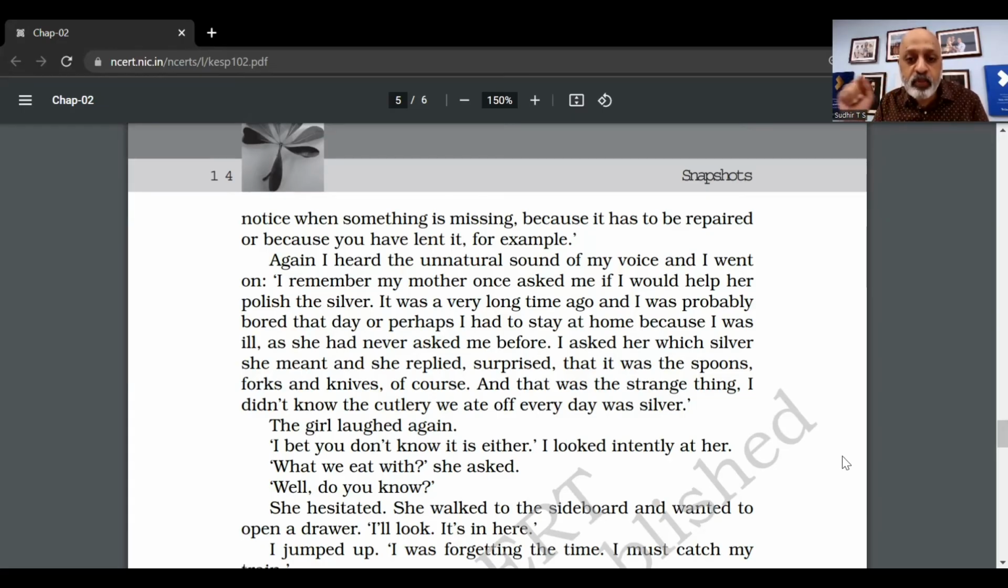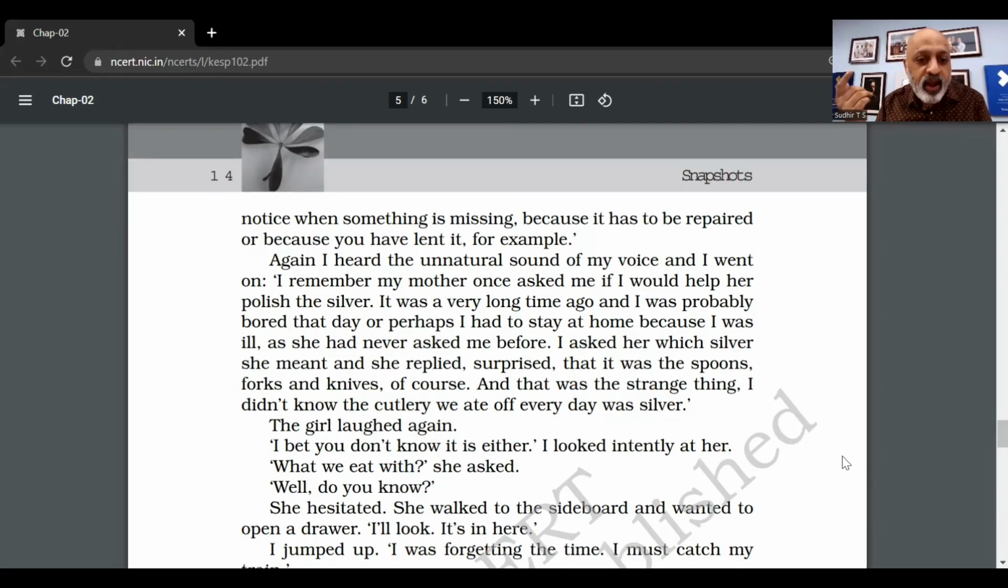As she had never asked me before, I asked her which silver she meant, and she replied, surprised, that it was the spoons, forks, and knives, of course. And that was a strange thing. I did not know the cutlery we ate off every day was silver. You see, she says, when it is at home, we never realize what each item was. But now she's realizing it as she's able to see everything, right? So she's also saying that we never realize the value of what it was when it was at home, because we think, yes, sab hamara hi hai, kind of a thing.